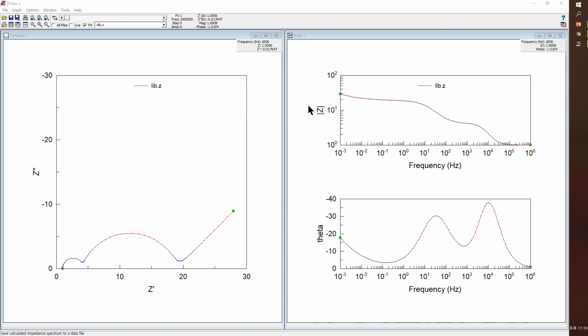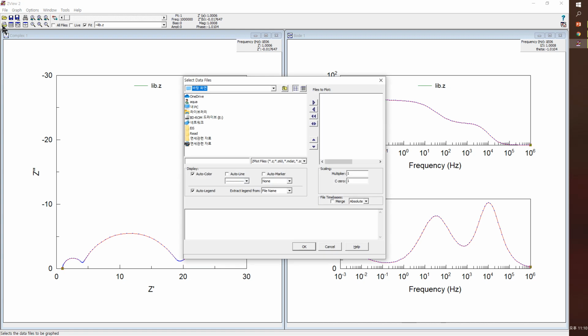From now on, even though the data is loaded from the file you just saved, it is considered as the experimental data. So let me upload the file.